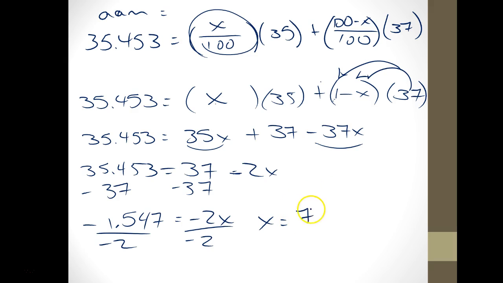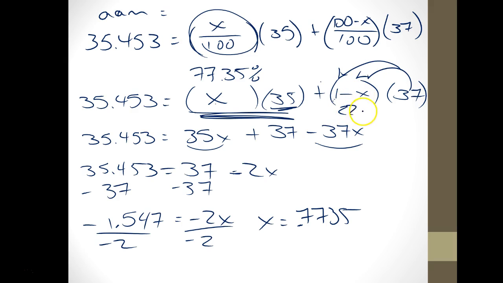You get 0.7735. So what that's referring to is this value right here, 77.35% weighs this much. If I subtract that from 1, I get 22.65% weighs this much. So it's not that hard.